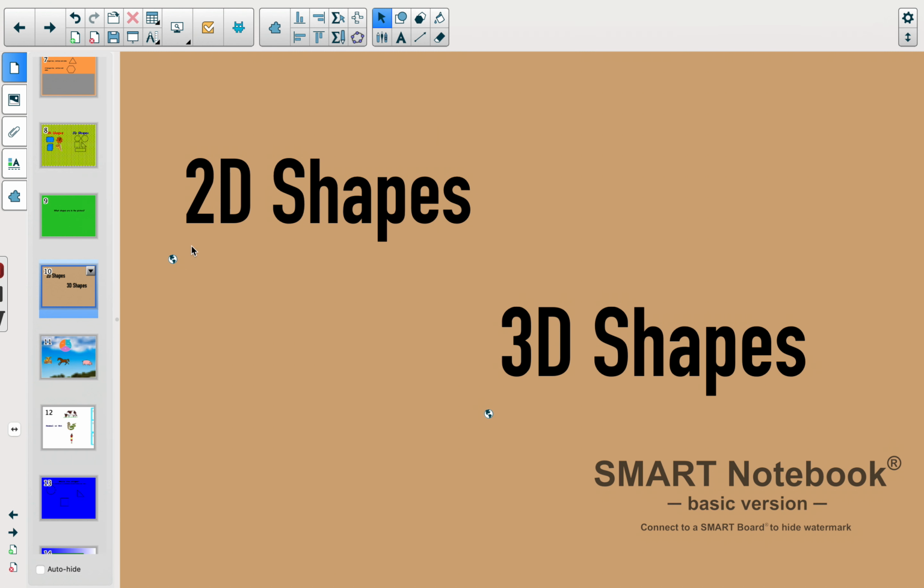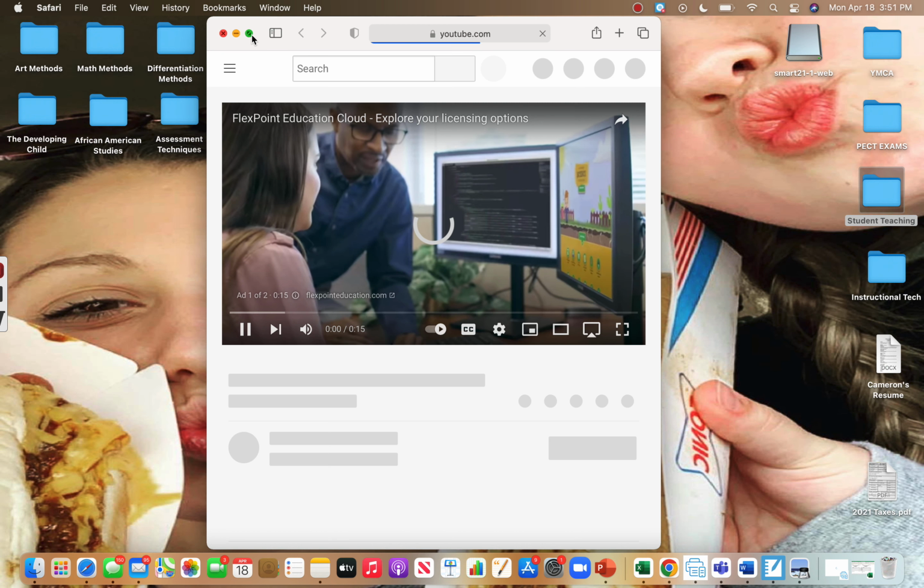Next, we have these 2 different shapes. We have 2D shapes and 3D shapes. And if they click on the little icon, it'll bring them to a YouTube video.